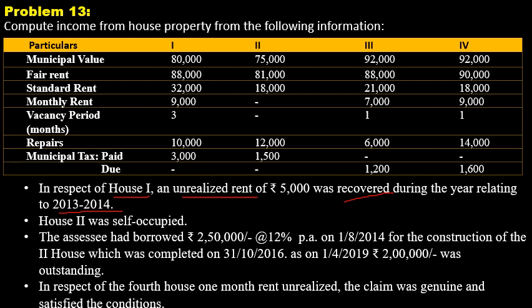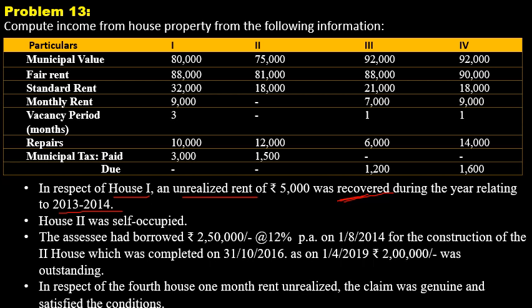You can consider it at any time, but you have to consider it as income because it is unrealized rent of a preceding previous year which was recovered in the previous year. Therefore it is considered as income for the present year. So you can add 5,000 to the income of the first house, or add it at the end for the grand total. Next, house 2 was self-occupied.